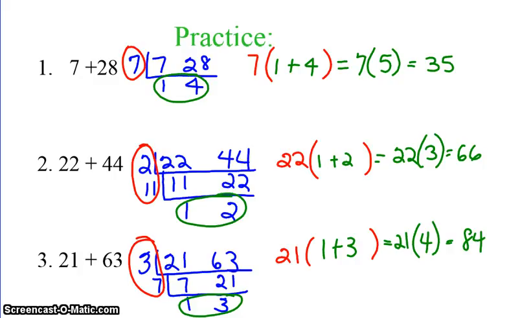So what we've learned today is how to decompose two numbers that we're adding together by using our greatest common factor in order to break the numbers down as we would with the distributive property.